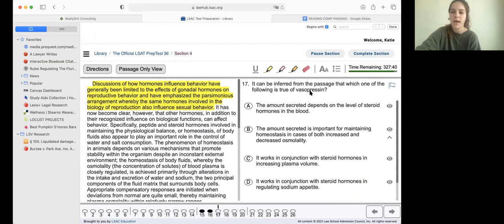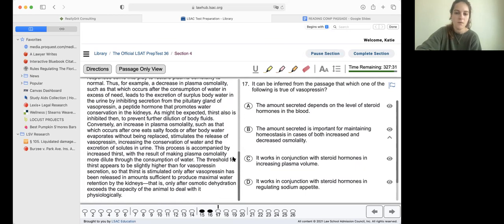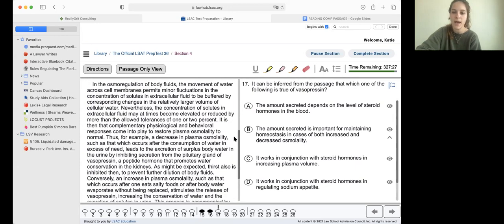It can be inferred from the passage that which one of the following is true of vasopressin. Okay, so where do we talk about vasopressin? We talk about it in this second paragraph. So this is when that little quick summary we made is going to help us because we're going to have to figure out what is true of vasopressin.